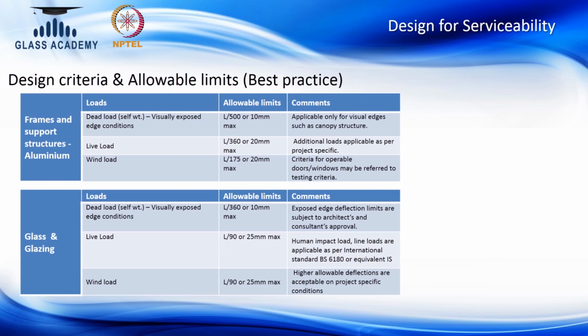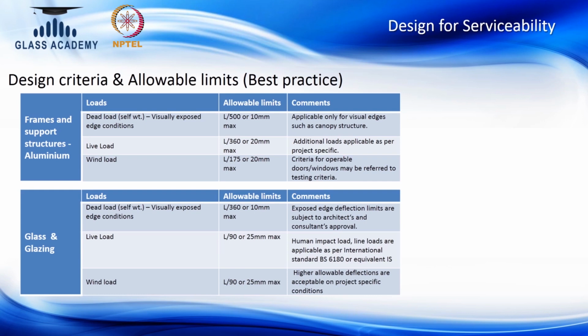This is slightly less stringent as compared to a steel design. We generally use span over 240 for steel. Aluminum is a much more ductile material compared to steel, hence the allowable deflection is given much higher, so it's less stringent as compared to steel deflection criteria.